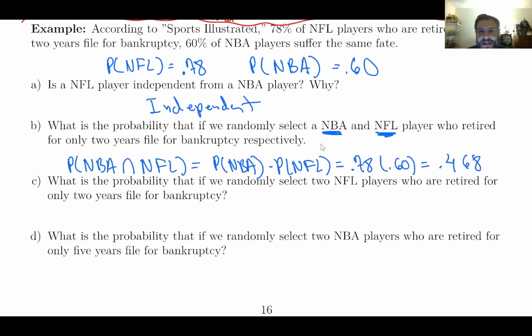All right, let's do C. C says, what is the probability that if we randomly select 2 NFL players who are retired for only 2 years, they file for bankruptcy? So for this one, how many people are we selecting?